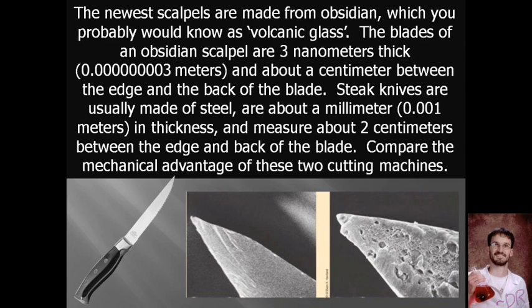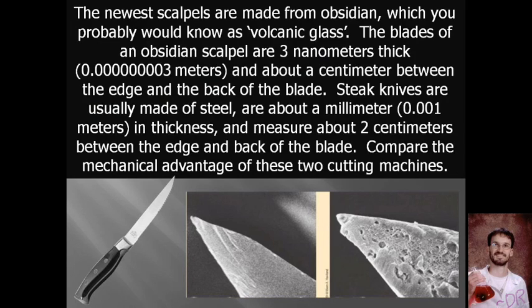Well, the blades of an obsidian scalpel are 3 nanometers thick. A nanometer is really small. I think it's 10 to the negative ninth in scientific notation. So that would be written here as 0.000000003 meters. That's really, really, really skinny. And they're about a centimeter from the blade to the top. So a centimeter long, widest point is 3 nanometers.